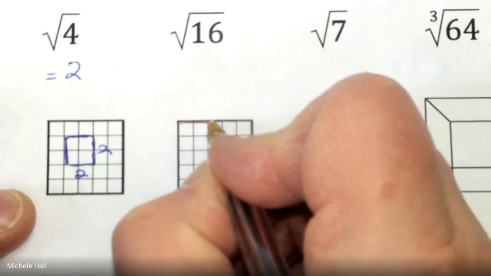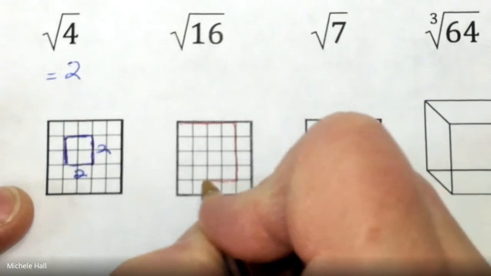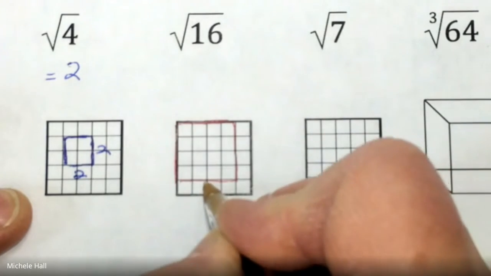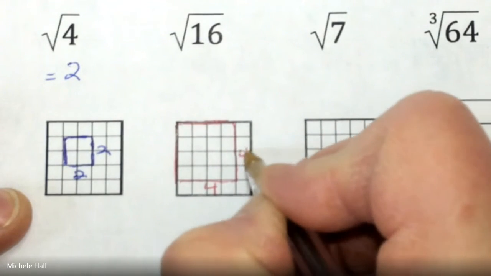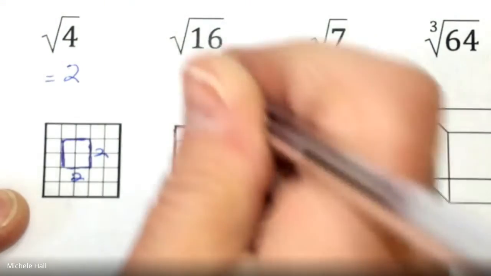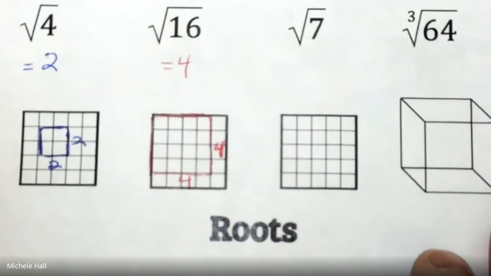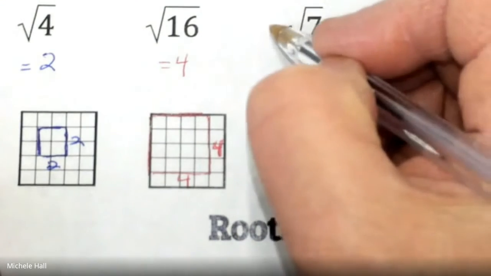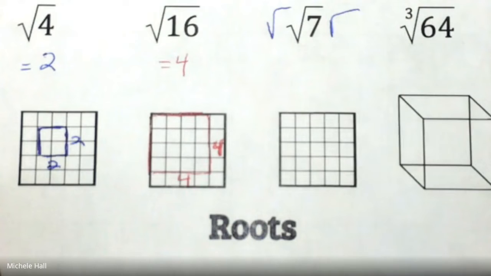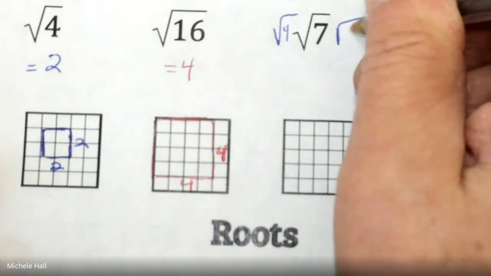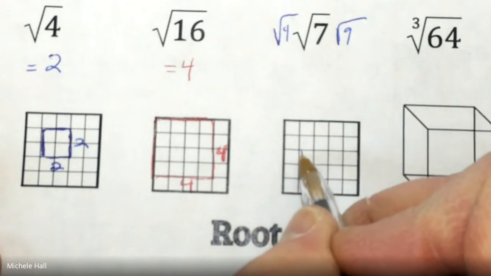For 16, I'm just going to use the top corner and come down for a 4 by 4. This would be a 4 by 4. And we know the square root of 16 is 4. Now the square root of 7 is not a perfect square. What's the perfect square before 7 and after 7? 4 and 9. So I'm going to start with the 4.